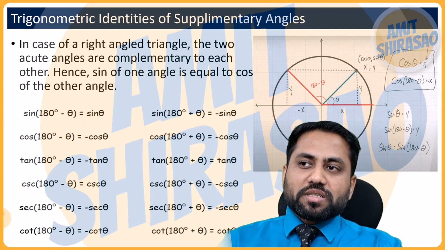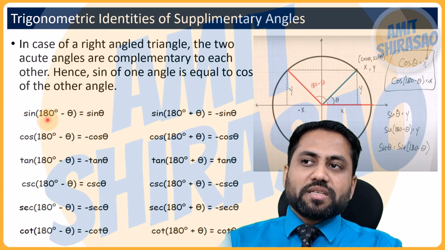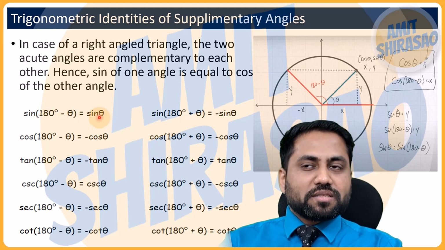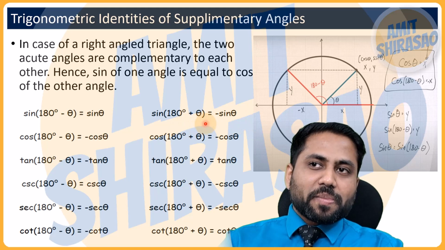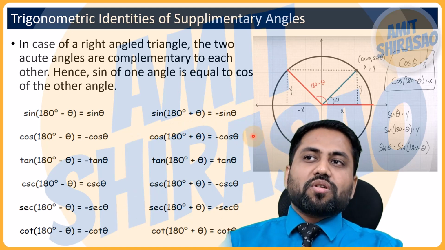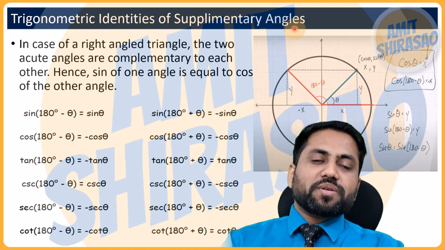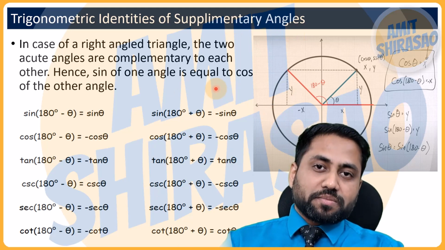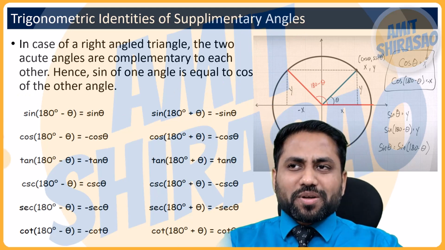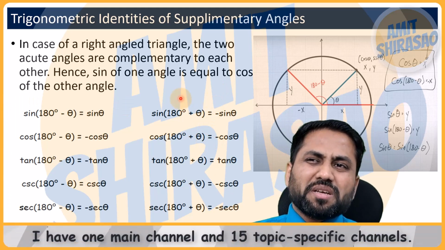Now these are what? These are supplementary angles, 180 degrees minus theta, and this is theta. So these are supplementary angles. These are not supplementary angles, but still these are also called trigonometric identities for supplementary angles. I don't know why, but this is what the study material says. Okay, so remember all these formulae, try to remember them.